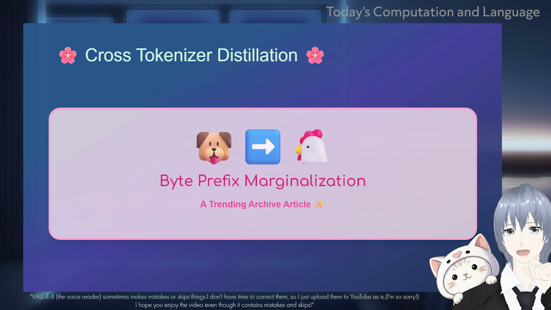It is long. Why did the tokenizer cross the road? Oh wait, didn't. Just marginalize. It's byte prefix until the chicken looked like a dog.